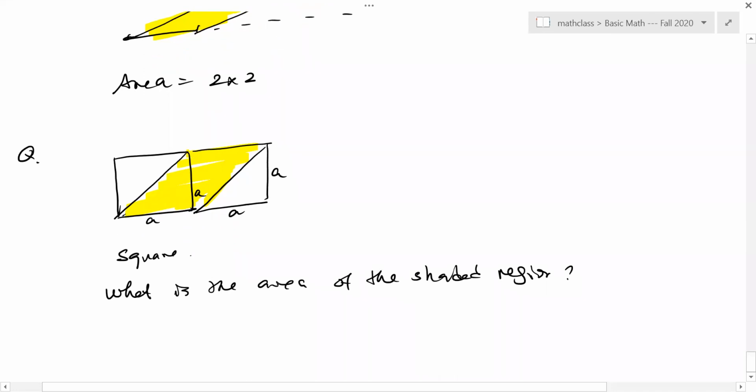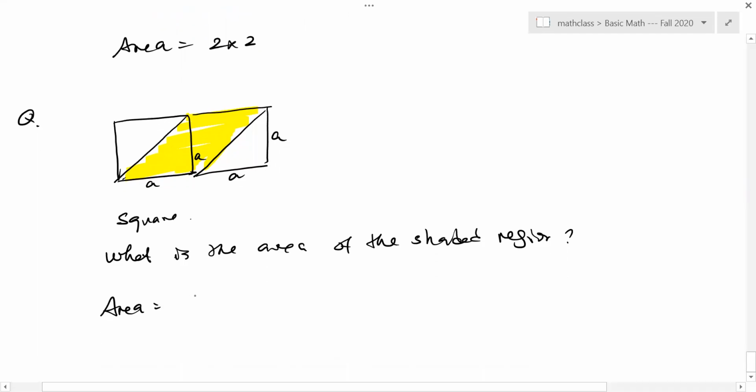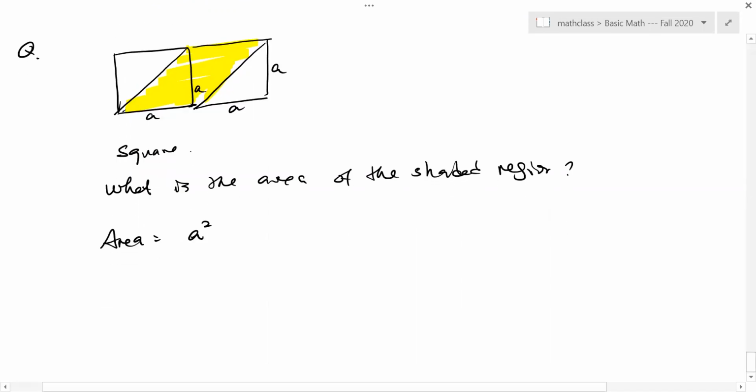What is the area of the shaded region? You can view this problem in two different ways. It consists of two triangles, and those two triangles form a rectangle, so actually it is just the area of the square, A times A. But this is also a parallelogram. The height of the parallelogram is A, and the length of the base is B. That's easy to see.